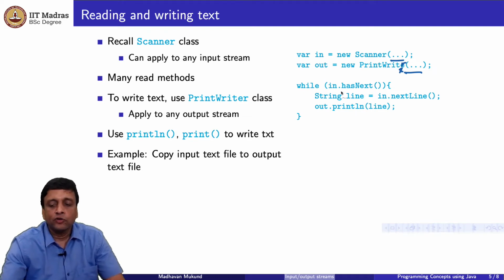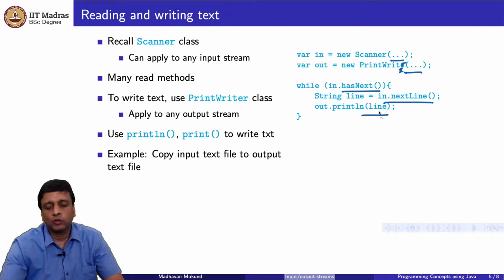Now you can use has next to keep reading lines as long as the input file has lines. So long as the input file has something to read, you read the next line and you print it out to the output. So I'm just copying from input to output. This is a very simple program which just illustrates how you would use this input and output mechanism in order to read text and write text.